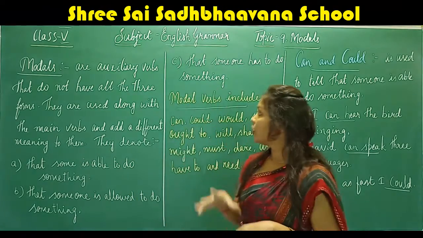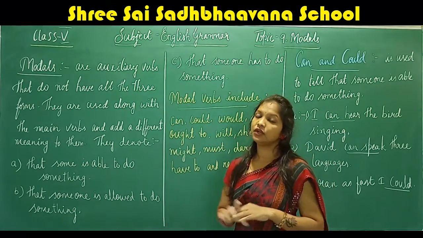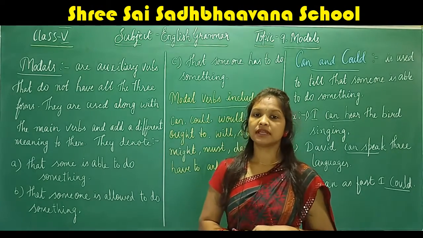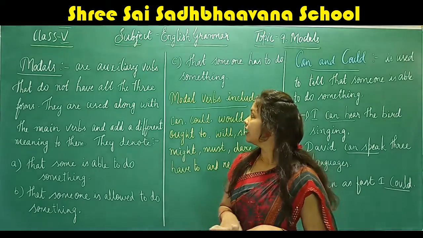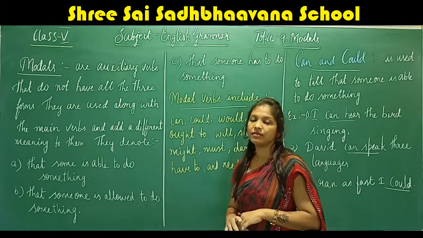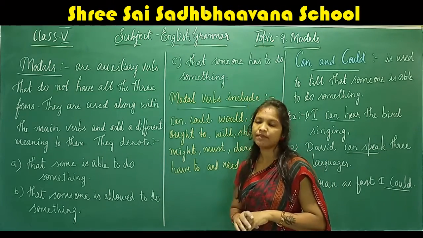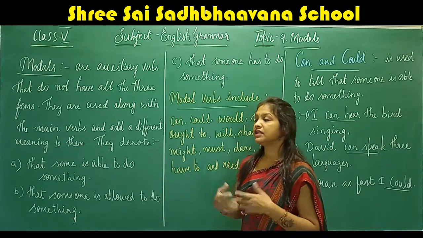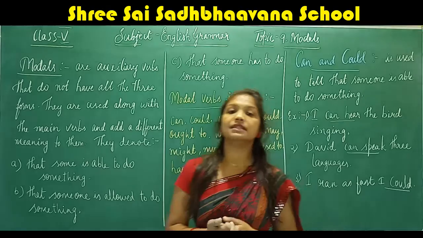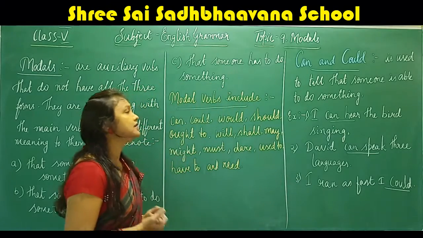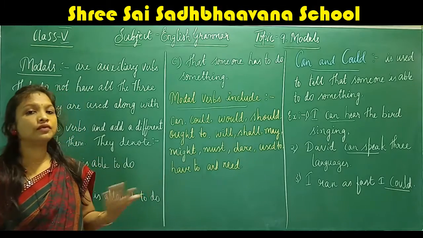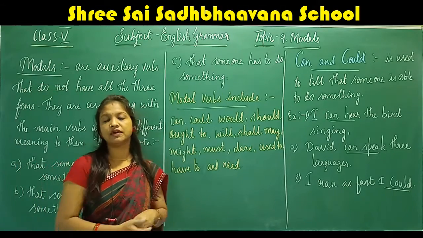Now, modals are auxiliary verbs. They do not have all the three forms. They are used along with the main verb and add a different meaning to it, and they denote that someone is able to do something, someone is allowed to do something, and someone has to do something. Got it?